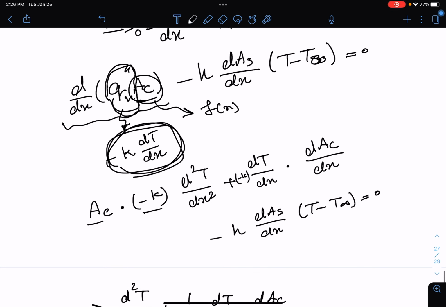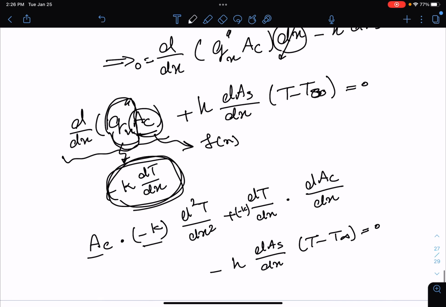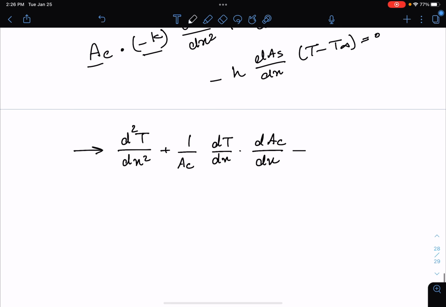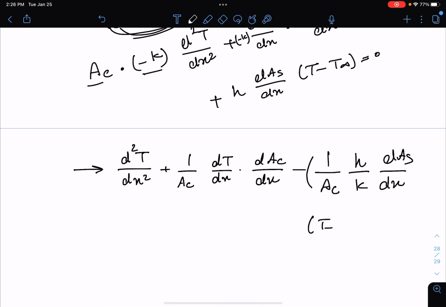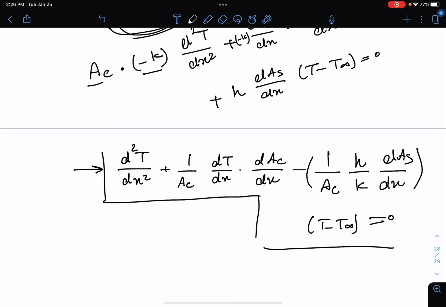So this was one mistake again. This was correct. I'm sorry. This is a minus sign because we are dividing it by a negative sign. I'm sorry. Minuses and pluses always get mixed up. h divided by k, dAs/dx multiplied by T minus T infinity equals 0. So this is going to be the general governing equation of a fin.